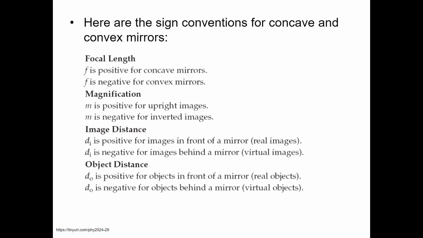Object distance do is positive for an object in front of the mirror, and do is negative for an object behind the mirror. For the last one, this is about if you have multiple mirrors. Then sometimes you can use the image in a mirror as the object for a second mirror. But we are not going to deal with that complicated scenario in this class.